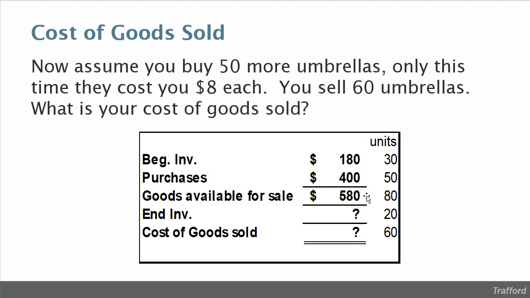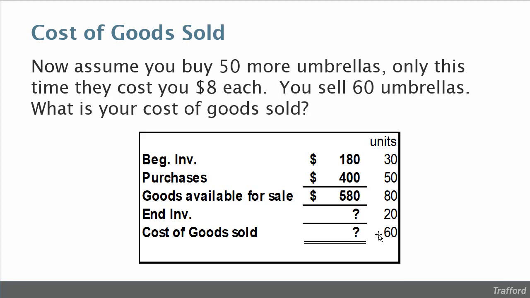We have $580 worth of umbrellas available for sale. 80 umbrellas at a total cost of $580. If we sell 60 umbrellas, what would be our cost of goods sold? Well, there's 80 umbrellas available for sale. If we sold 60 of them, one thing that we know is that we must have 20 umbrellas left in ending inventory. So if you know there was 80 umbrellas available for sale, if you know either the number of units in ending inventory or the number of units sold, you can easily compute the other one.